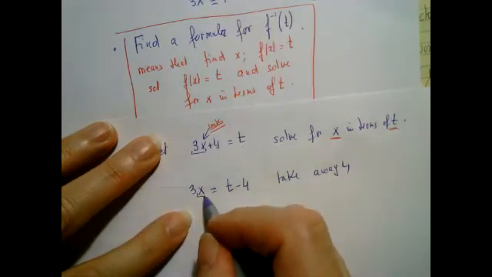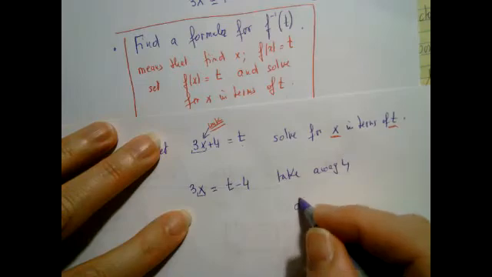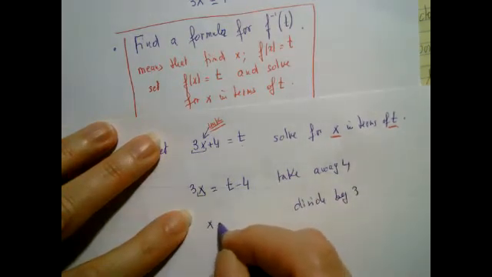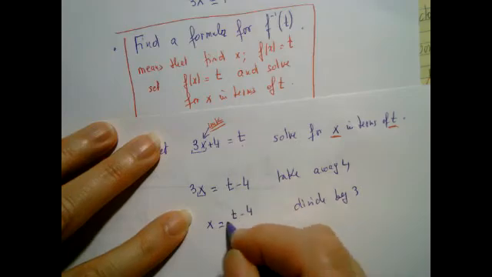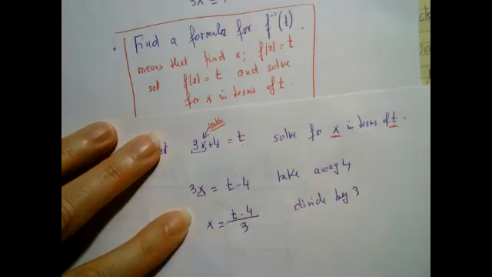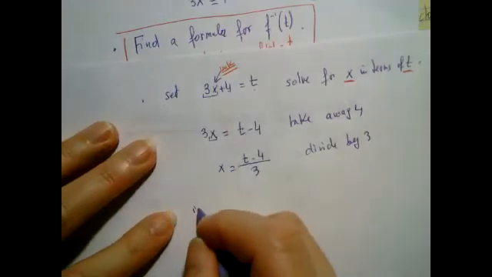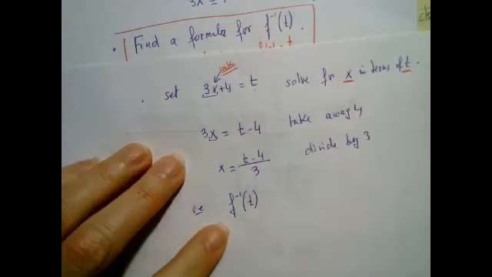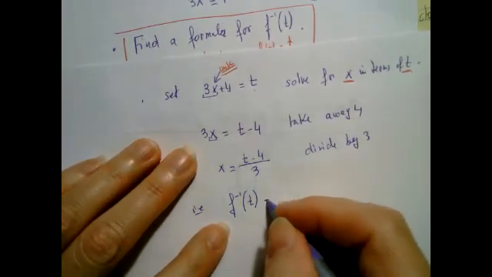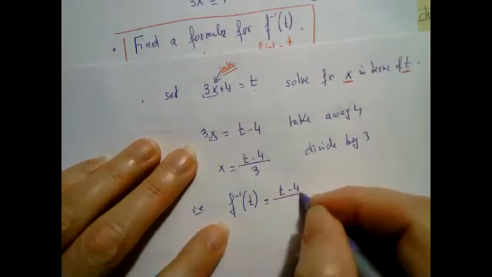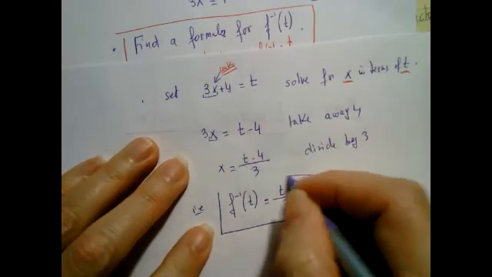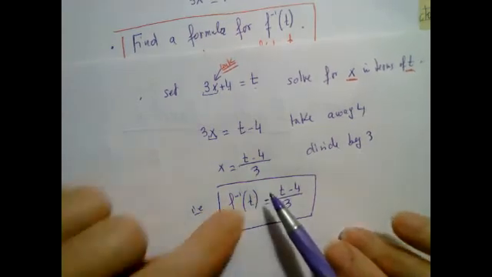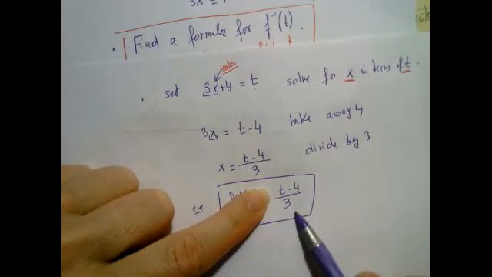Now I need to isolate x. Then I'm going to divide by 3 across the board. Look at me, x equals t minus 4, the whole thing divided by 3. So it means that f inverse of t, if t is any output value, what's the input? The input is going to be t minus 4 over 3. And that's really the formula for the input in terms of the output. So if you give me the output, that's the formula for the input.